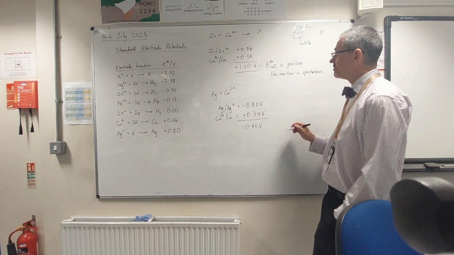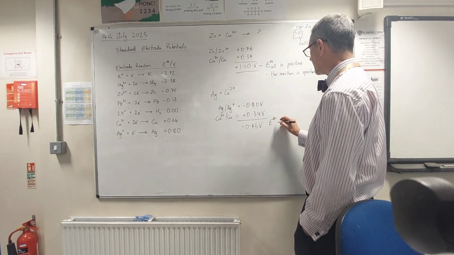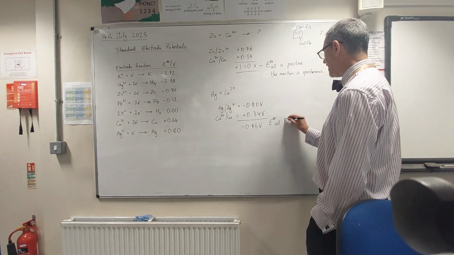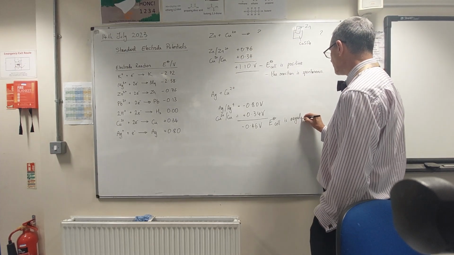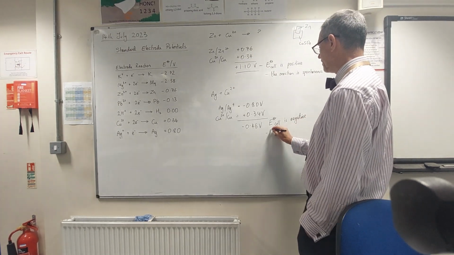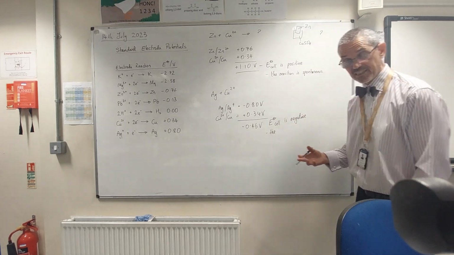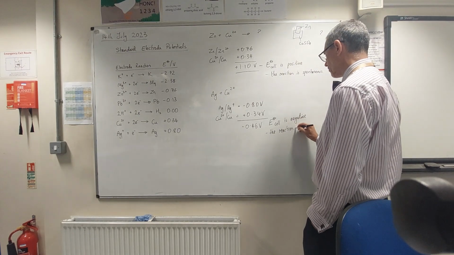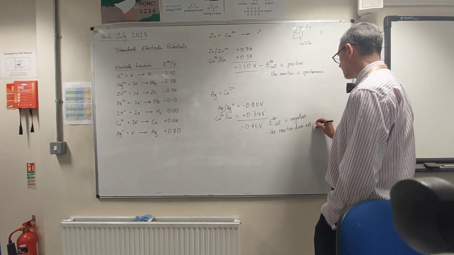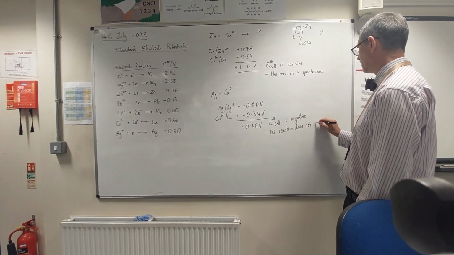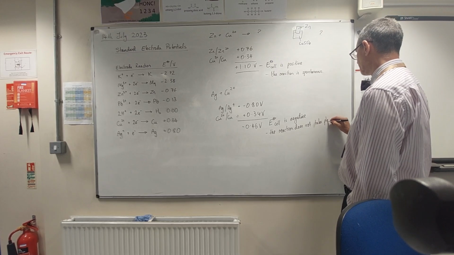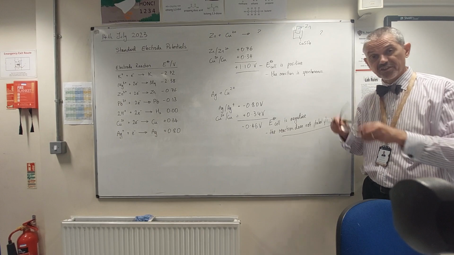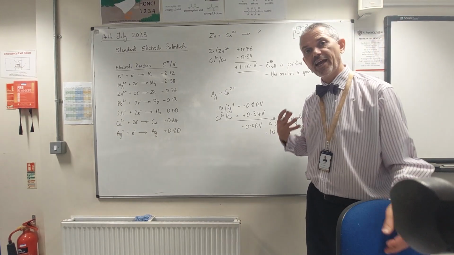It's negative. And just like handling delta G, we'd say if E0 for the cell is negative, we could say the reaction is non-spontaneous, or we could say it's not feasible, or we could just spell it out. Reaction does not take place. If I put silver in copper 2 plus solution, nothing happens.